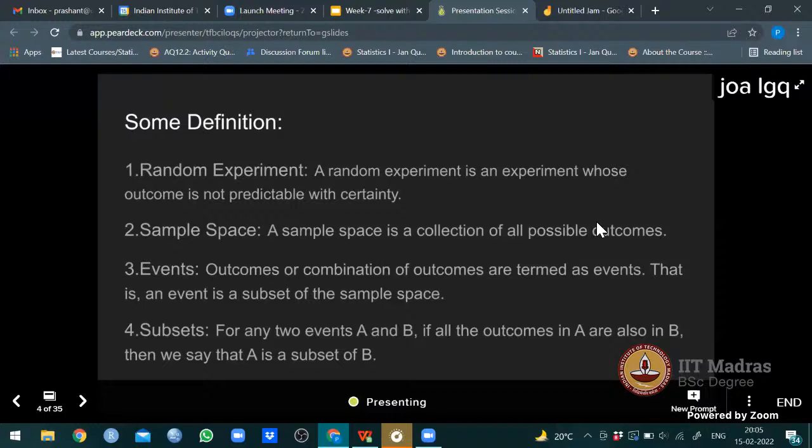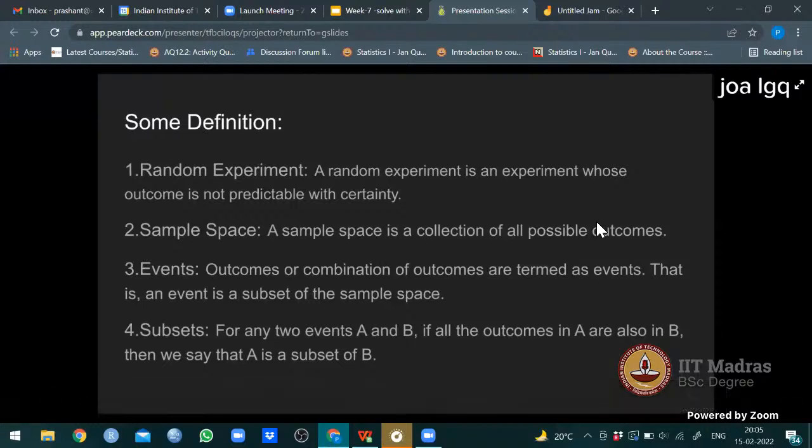There are some definitions. If you watched the video lecture, you know what a random experiment is. A random experiment is an experiment whose outcome is not predictable with certainty, and it can be any one of the outcomes. Suppose you roll a die. You cannot predict that this time 6 will come, but you know that out of 1, 2, 3, 4, 5, 6, any one outcome will come, but you can't predict it with certainty. And then the sample space.